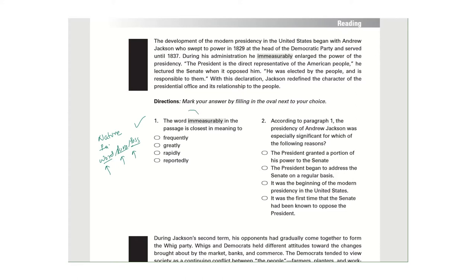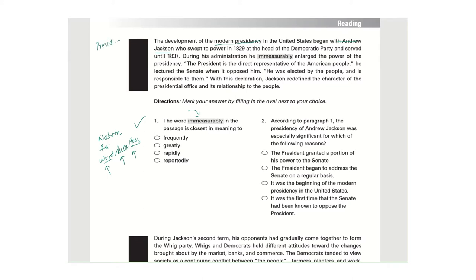The word immeasurably in the passage is closest to the meaning too. So immeasurably is used here. Since it is here, I'll just read 2-3 lines. The development of modern presidency in the United States began with this guy. So they are talking about some kind of modern presidency, and this guy was the one who started modern presidency. So presidency is like, you know, electing a president and everything.